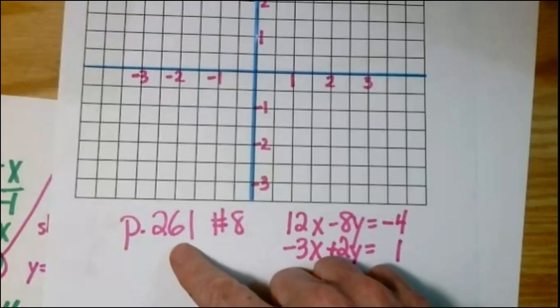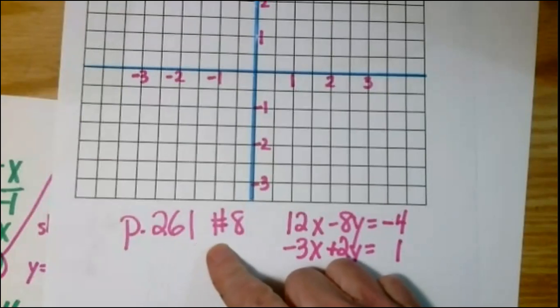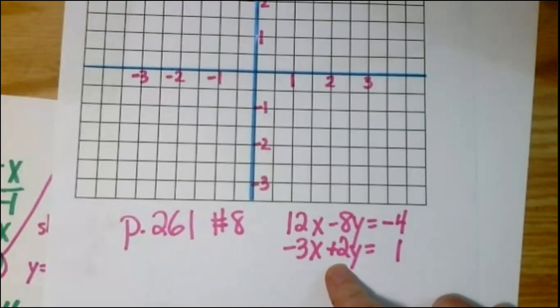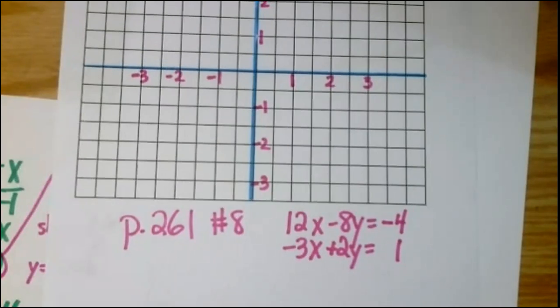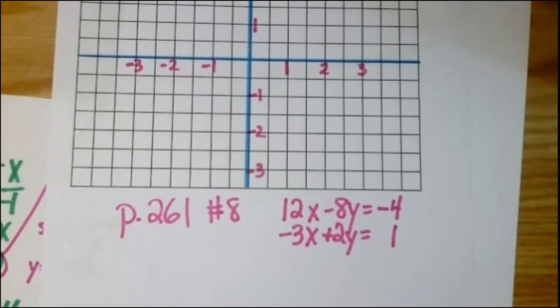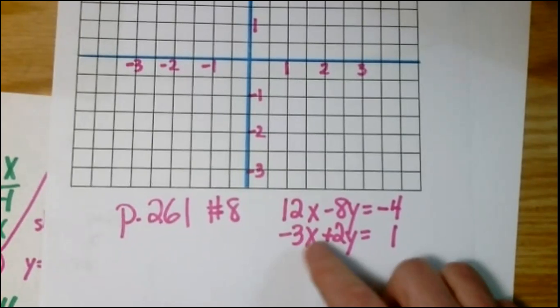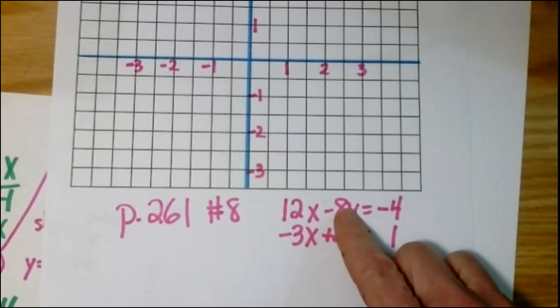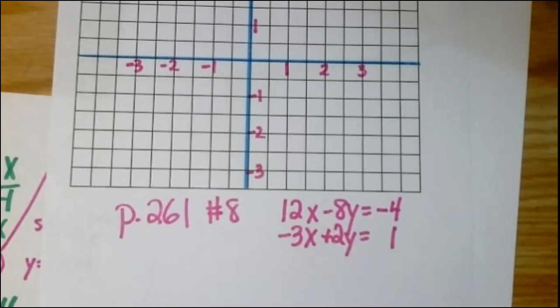Okay, this is page 261, number 8, your turn. It wants us to figure out if the system of equations has one solution, no solutions, or infinitely many solutions. So we're going to use our algebraic elimination method to figure this out. I'm looking at these two and I see that none of the coefficients are the same. I'm going to use elimination rather than substitution, because substitution would be pretty messy with fractions.